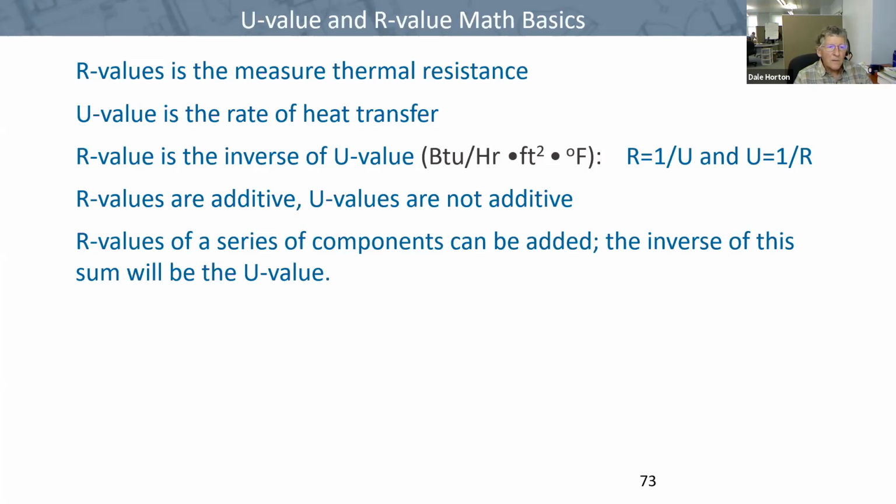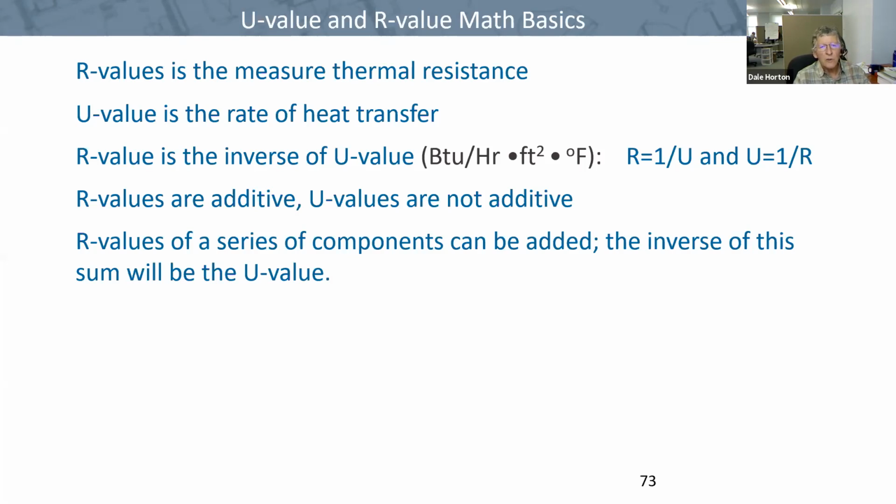So the R values of components in series can be added. If you've got an R2 and an R3 and an R4, you can sum them. And if you look at the inverse of the R value, then you can calculate the U factor. Boy, I butchered that. Let's go back to it and make it simple.